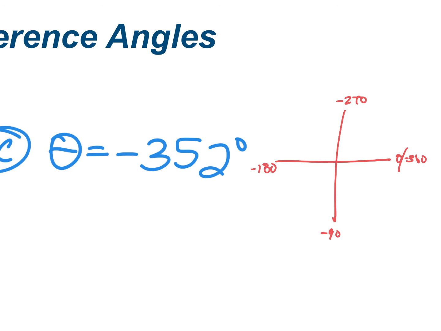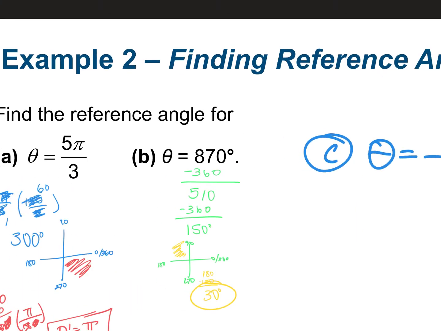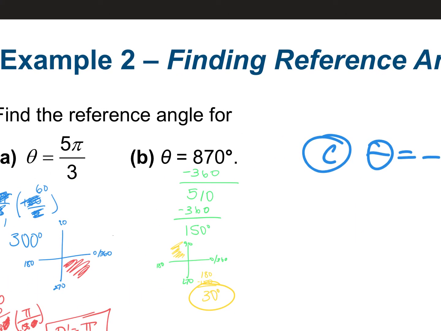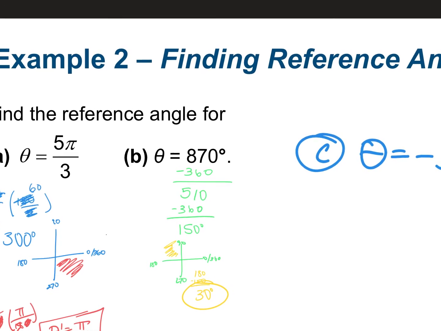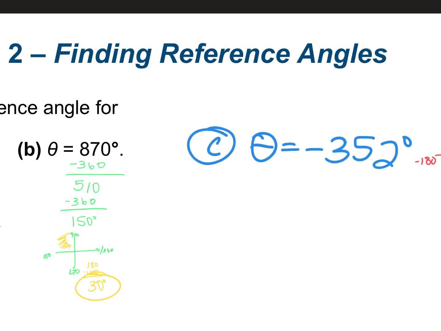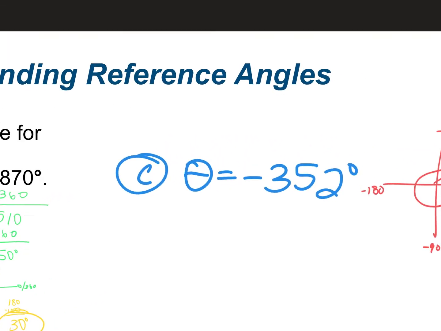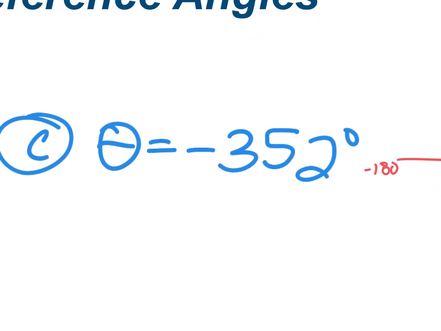So think about it. When I draw negative 352, it ends up being in what quadrant? It ends up being in the first quadrant, right? You guys see that? So visually, you see that. Okay, so just like when we were over here, we said 870, we found some coterminal angles. We just subtracted 360 till we found something between 0 and 360. What could I do with negative 352?